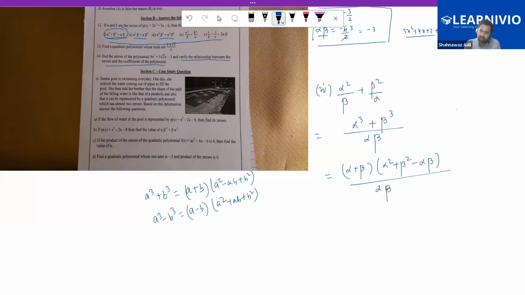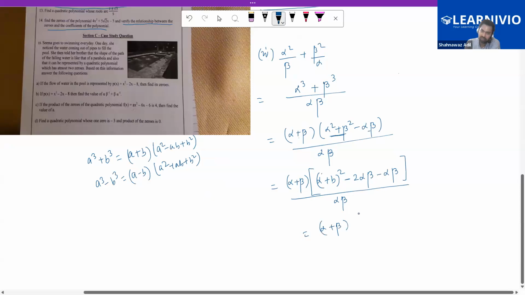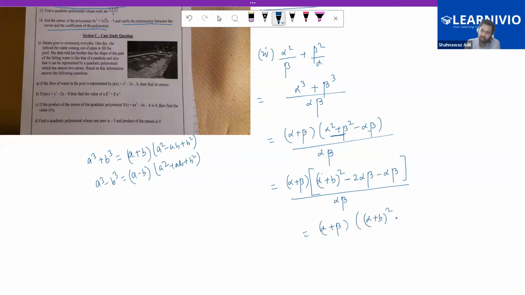divided by alpha into beta. This thing we know, this thing we know, this thing we know. Again, we have to write this thing in terms of alpha plus beta. So alpha plus beta, and then this thing is alpha plus beta whole square minus 2 alpha beta and minus alpha beta, divided by alpha beta. So this thing is alpha plus beta and then alpha plus beta whole square minus 3 alpha beta, divided by alpha into beta.